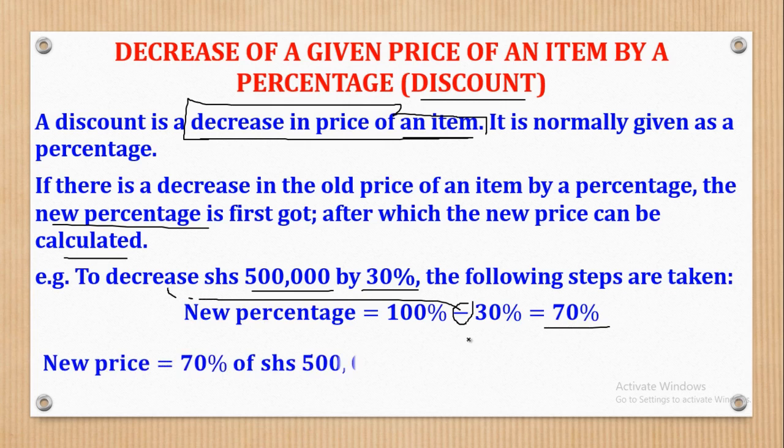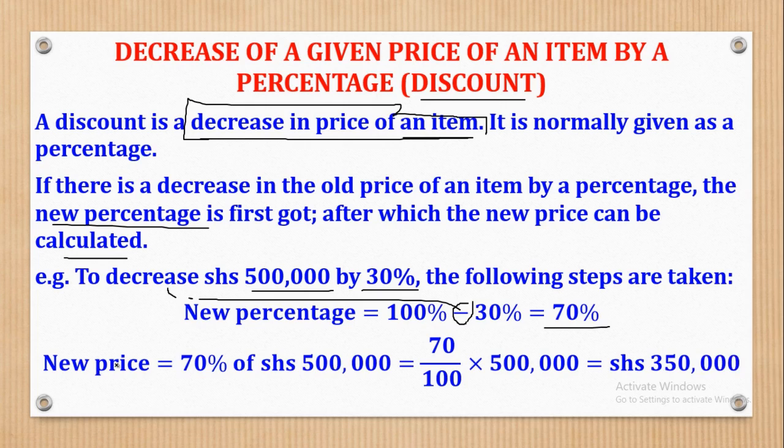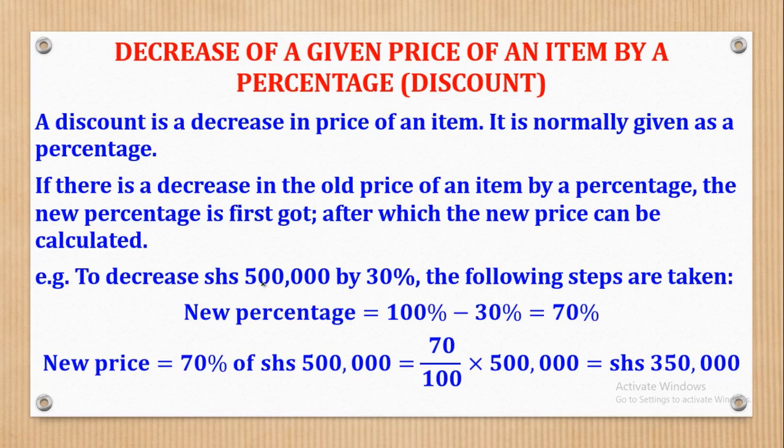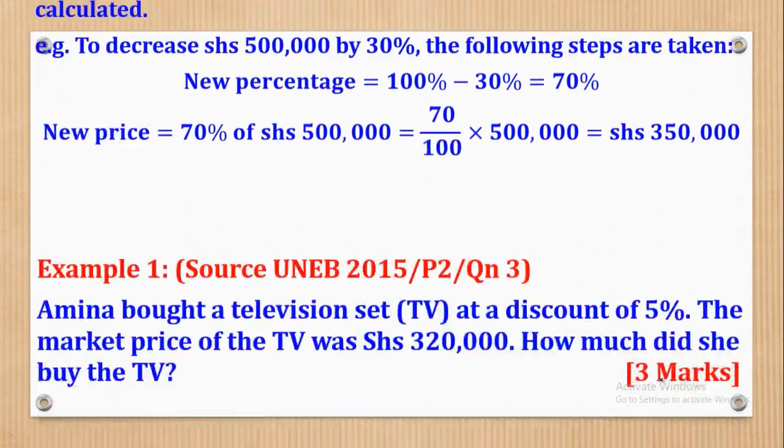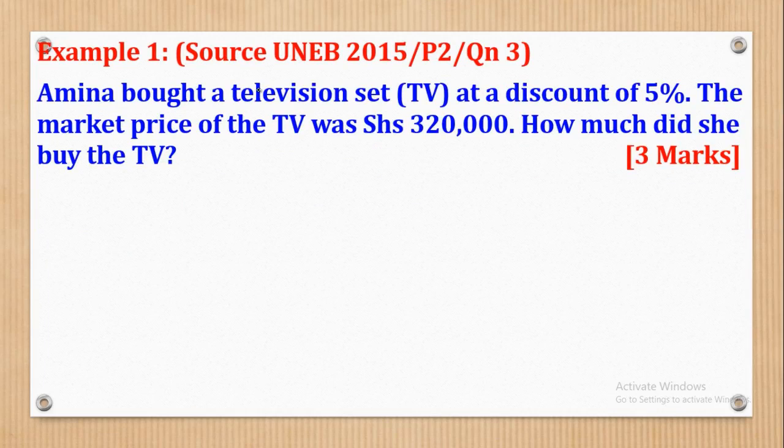So the new price will be 70% of 500,000, which is the old price. Now 70% means 70 over 100, of means multiplication, then 500,000 remains as that, and when I use a calculator I'll come up with shillings 350,000 as my new price. Now with that knowledge, you shall go through these examples.